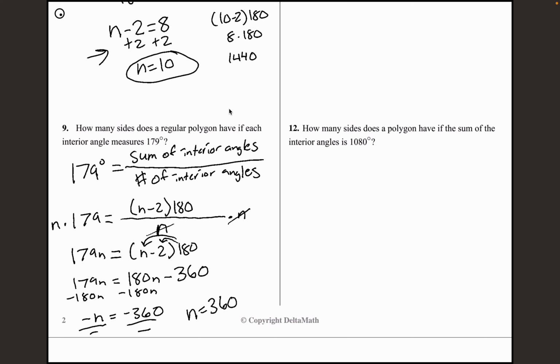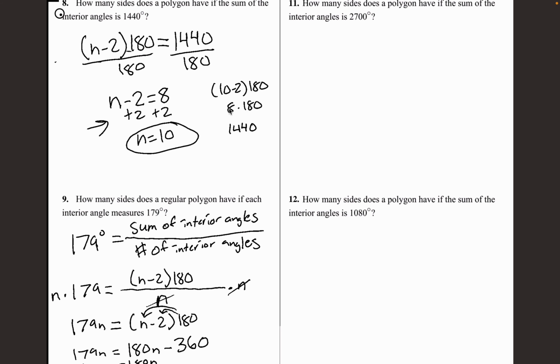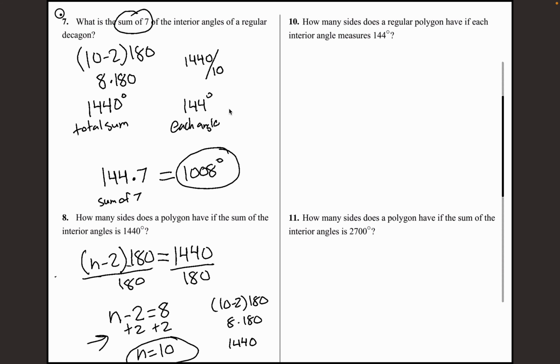All right, do we have any questions? All right, you got to make sure you're writing notes with us. Do numbers 10 and 11 on your own. Do 10 and 11, yeah, 10 and 11 on your own.